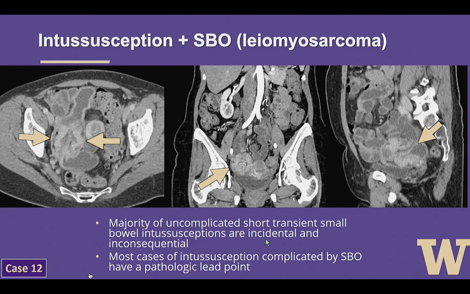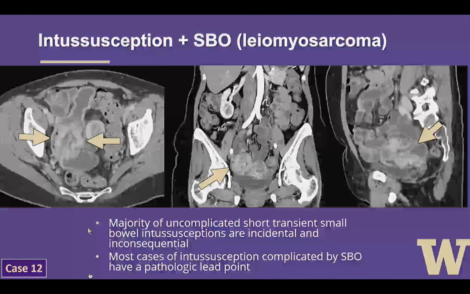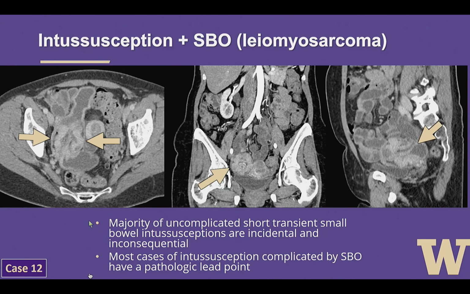So this was an example of intussusception resulting from an intraluminal lead point, in this case leiomyosarcoma, and resulting in a small bowel obstruction. As Erica said earlier, the majority of small bowel intussusceptions are transient and self-limited, and clinically inconsequential. However, if you see intussusception in the small bowel that results in a small bowel obstruction, those are highly associated with a lead point, so you should look for a lead point.